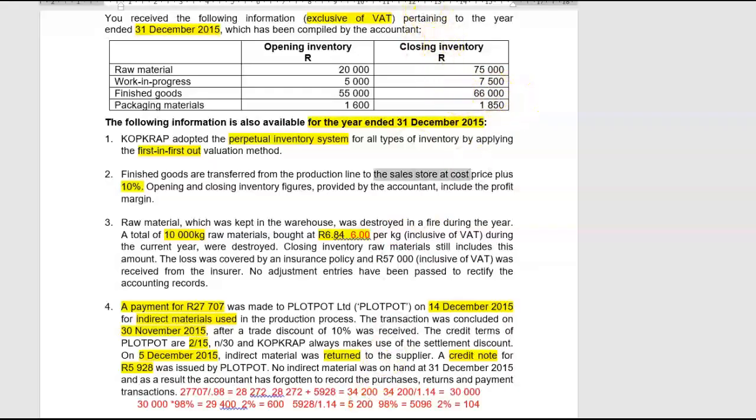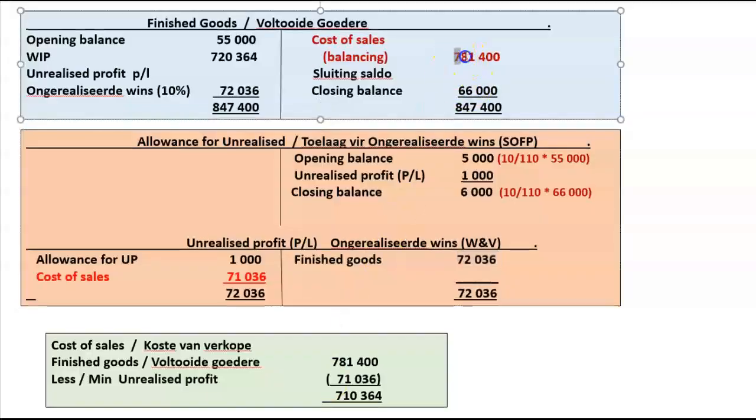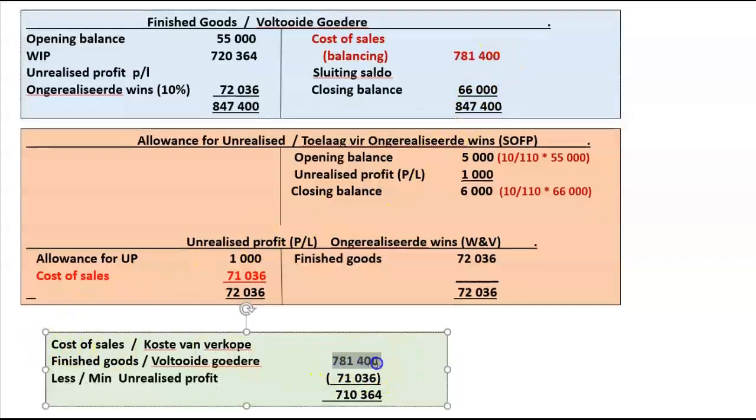They gave us also the closing balance of our finished goods. There it is, 66,000. And now we can balance our finished goods account off, and the balancing figure will be the cost of sales. But remember, everything in the finished goods account is at a blown up price. So that 78,400 is not the actual cost of sales, that is the cost of sales inclusive of our unrealized profit component. During the year there was actually unrealized profit included.